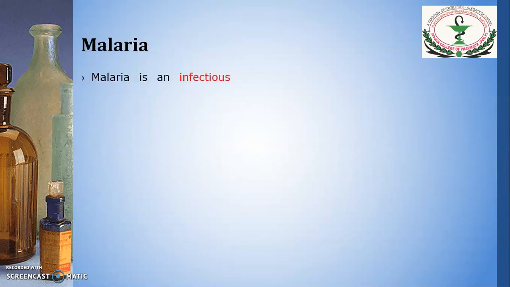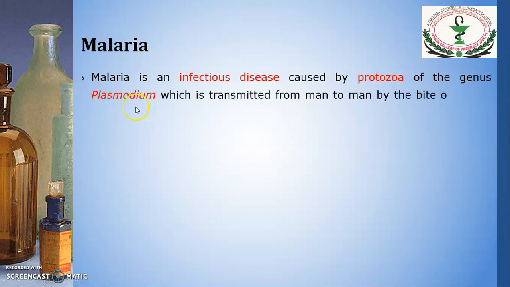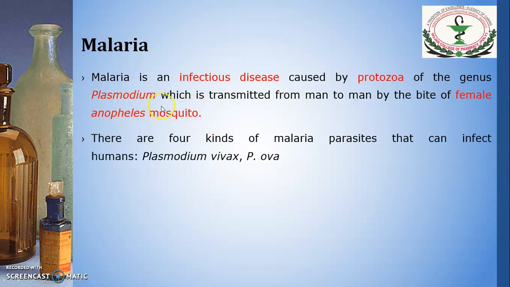Now, malaria is an infectious disease caused by protozoa of the genus Plasmodium, which is transmitted from man to man by the bite of female Anopheles mosquito. So, this female Anopheles mosquito is a vector.